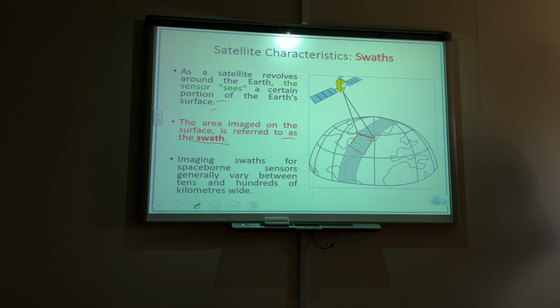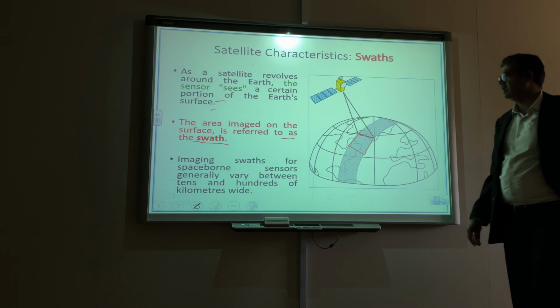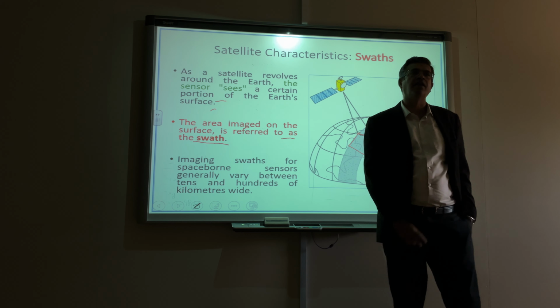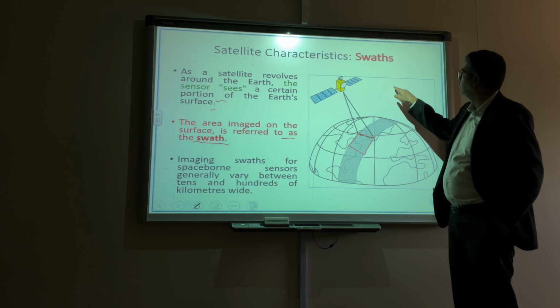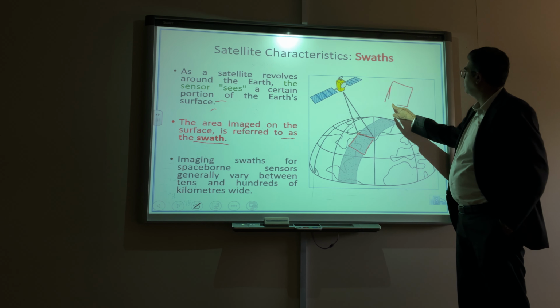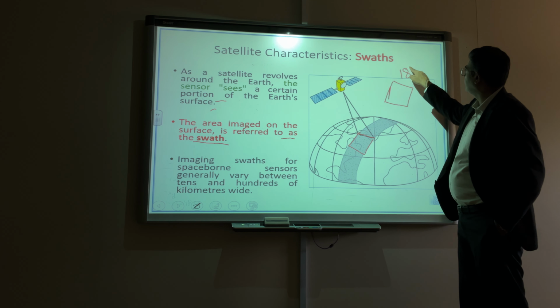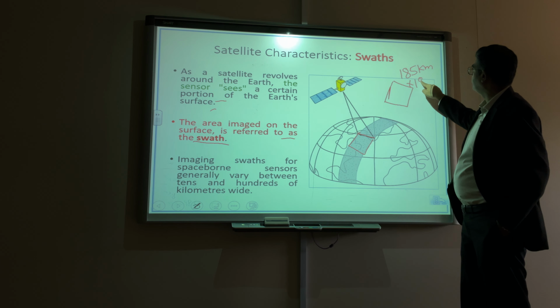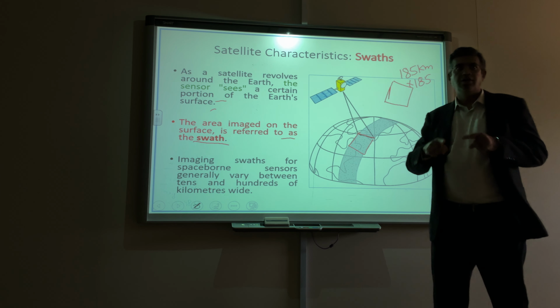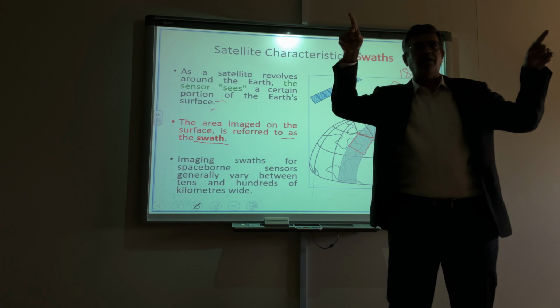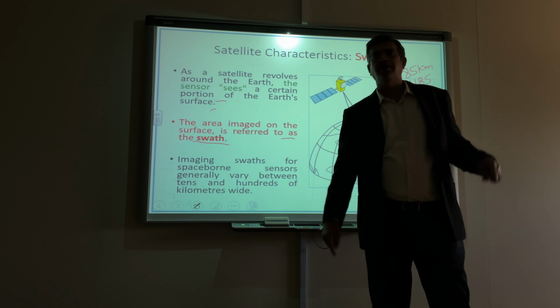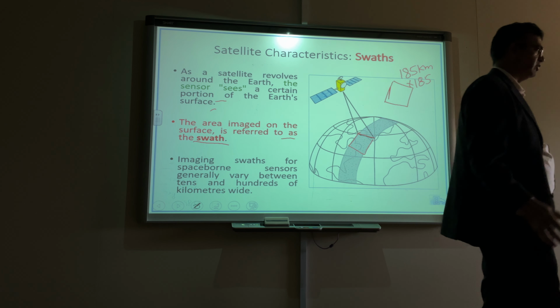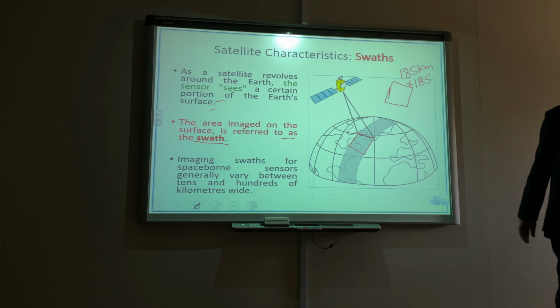Imaging swath for space-borne sensors generally varies between tens and hundreds of kilometers. For example, if you download a Landsat image, it is 185 kilometers by 185 kilometers. That means one image will cover 185 kilometers in the east-west direction and 185 kilometers in the north-south direction. So the area covered is huge.